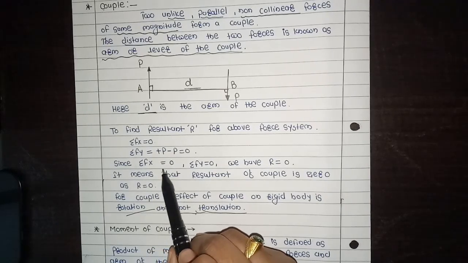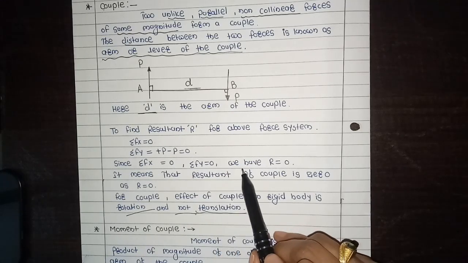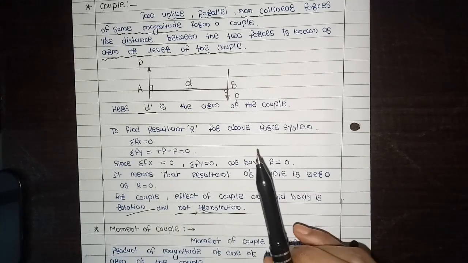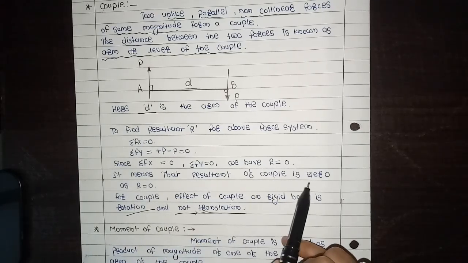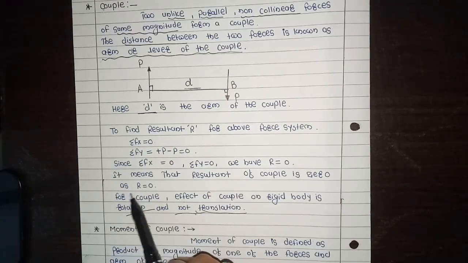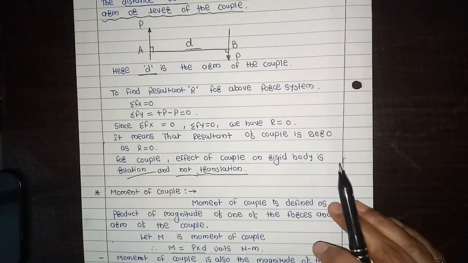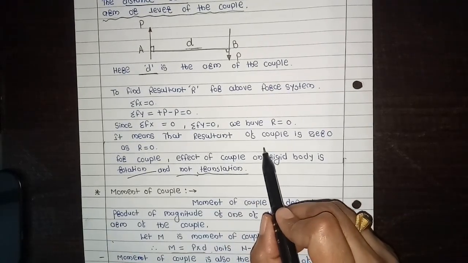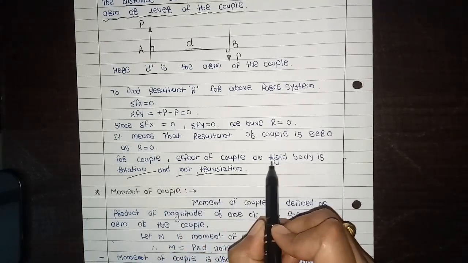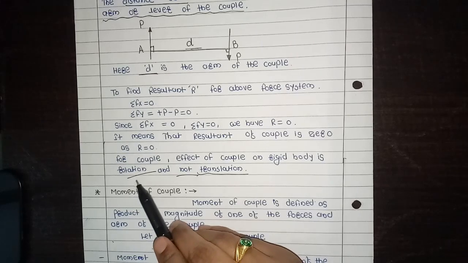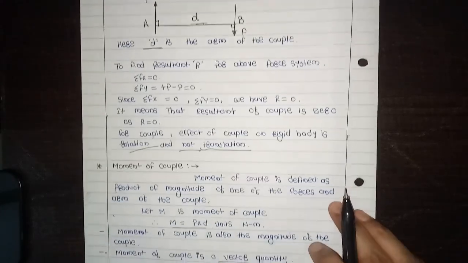Since summation Fx is equal to 0 and summation Fy is equal to 0, we have R is equal to 0. So it is clear that the resultant of a couple is 0. This is a very important point: the resultant of a couple is always 0. So the effect of a couple on a rigid body is rotation but not translation.